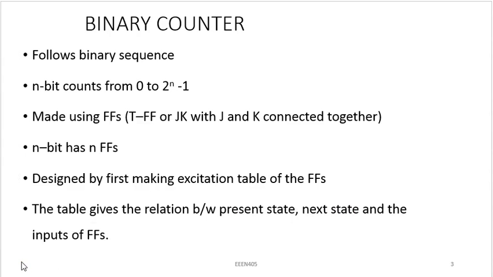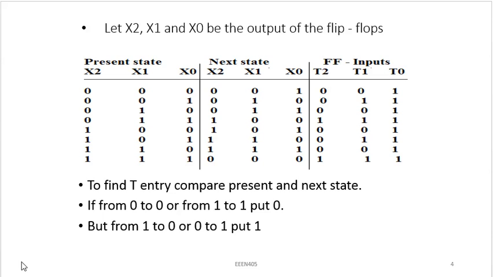And let us take a typical example. Supposing we want to design a 3-bit binary counter, we take x2, x1, and x0 to be our bits, and this is the first segment, which we call present states. With 3 bits, it follows a normal binary sequence 000, 001 up to 111.